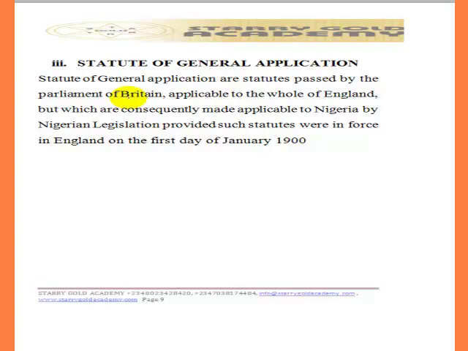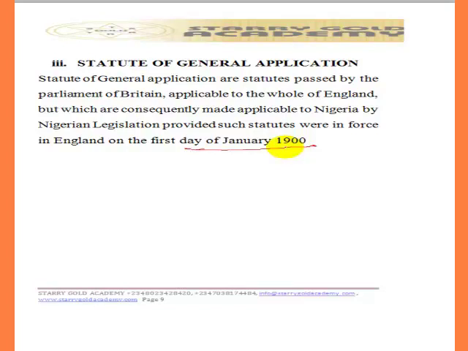And the applicable date is the 1st day of January 1900. So what that means is that all statutes, especially the ones we are making use of in Nigeria today, the statutes of general application, are those that were passed by the Parliament of Great Britain on or before 1st day of January 1900. Other ones passed after that were not made applicable into the Nigerian judicial system. But those passed on or before 1st day of January 1900 were made applicable.